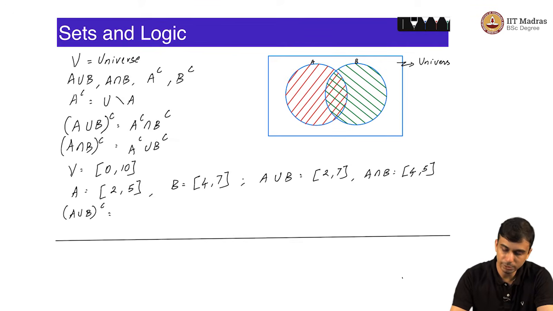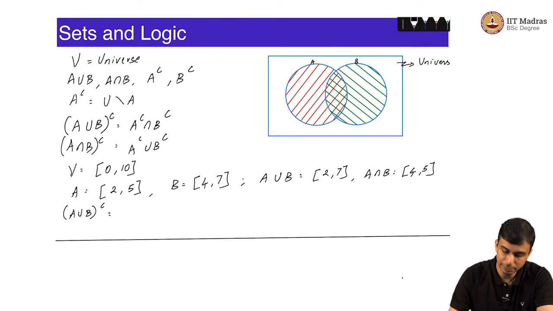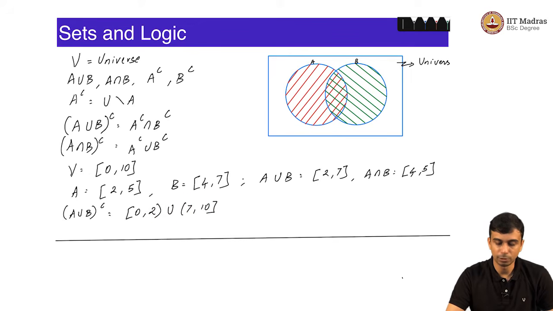A union B the whole complement is simply the set 0, the closed interval 0, 10 difference the set 2, 7, and that is simply given by the union of this set, the 0, 2 union 7, 10. Note that I am using closed square brackets for 0 and 10, but parenthesis for 2 and 7 because 2 and 7 are not included in A union B the whole complement. So, you can clearly see A union B the whole complement is 0, 2 union 7, 10 with parenthesis for 2 and 7.